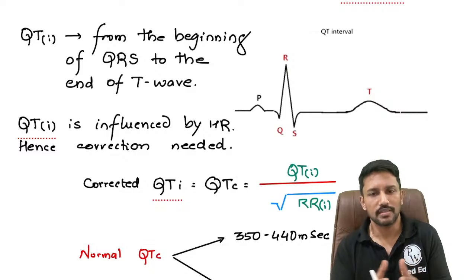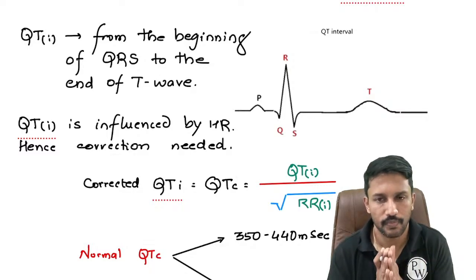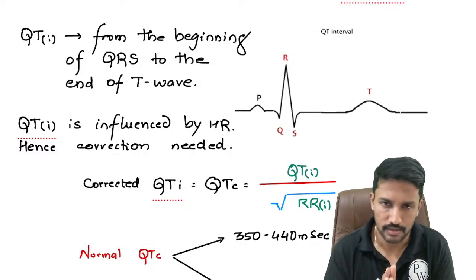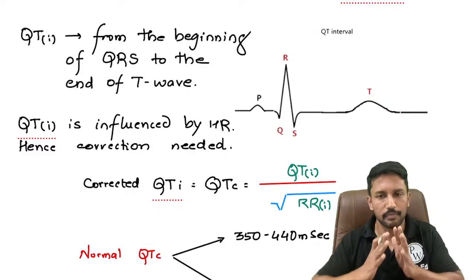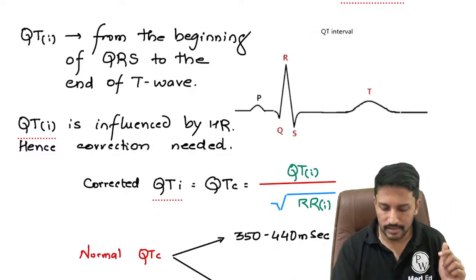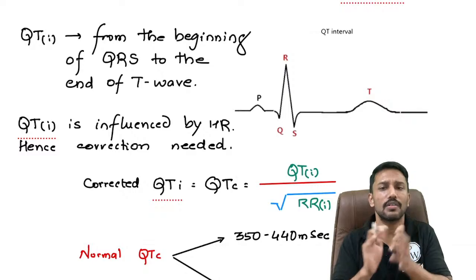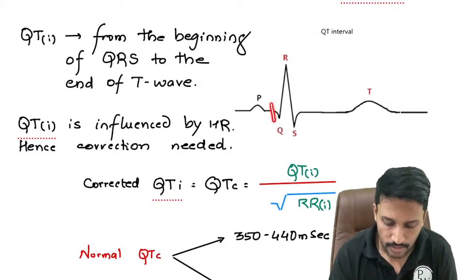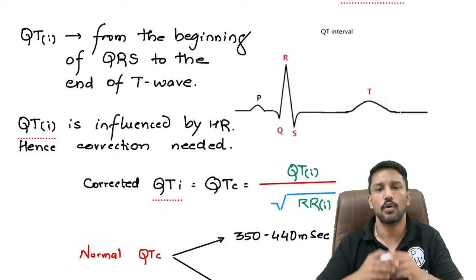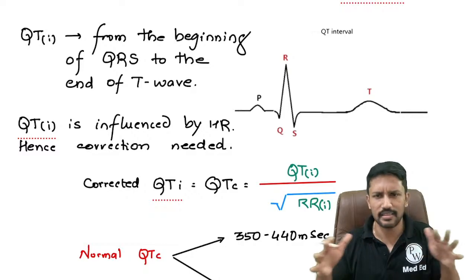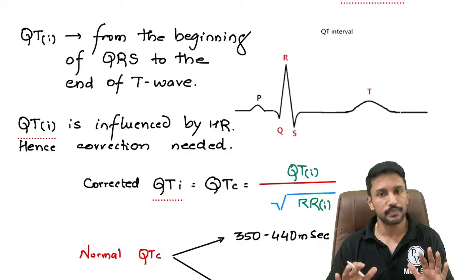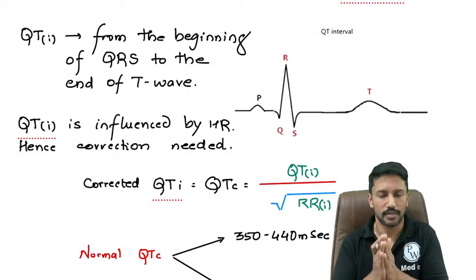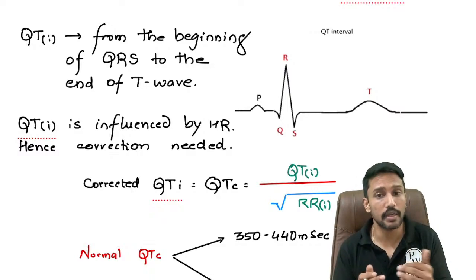Now, if you ask me, sir, what is the normal QT interval? I do not have a straightforward answer. Why? Because whenever our heart rate increases or decreases, see, if my heart rate is increasing in this ECG, something has to be shortened, right? So what gets shortened? It is the QT interval that gets shortened. If my heart rate is decreasing, let us say sinus bradycardia, I'm in yogic trance mood and my heart rate is very low, in that case QT interval gets prolonged. So QT interval is influenced by heart rate.